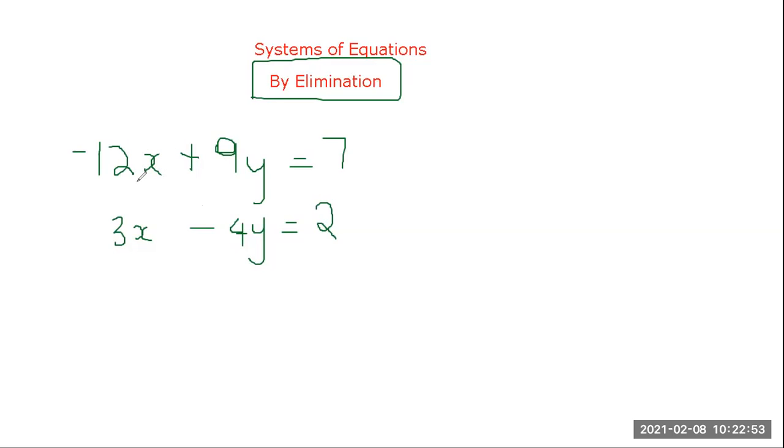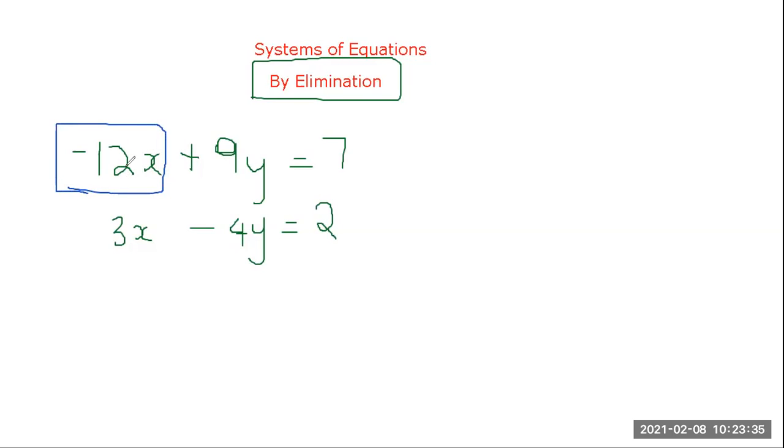Right now I'm going to look and see which ones are related in some way, shape, or form. How can I make this 3x into a 12x? What do I have to do to the 3x to get it to 12x? I look at that and I say, if I multiply this by a 4, I would get a 12x. But I want it to be the same thing as this right here, the negative 12x. We're going to work several other examples, so this is just the first one, and we'll get some practice with it.